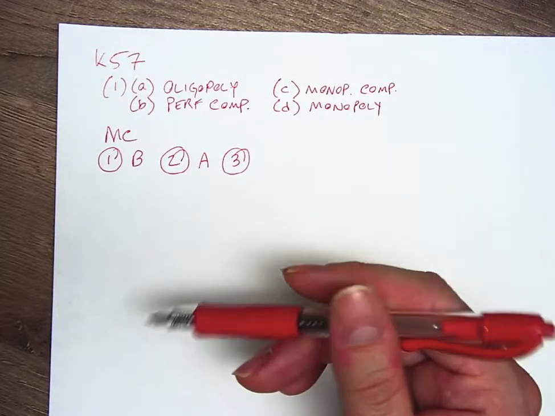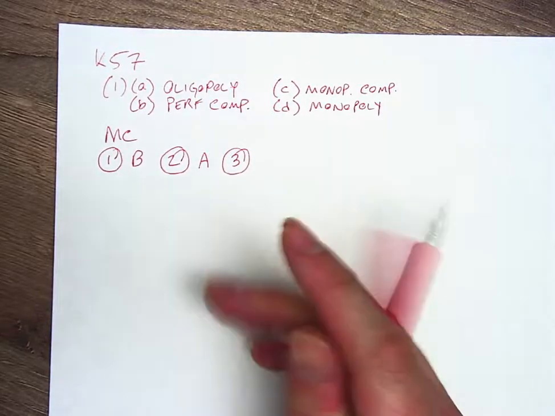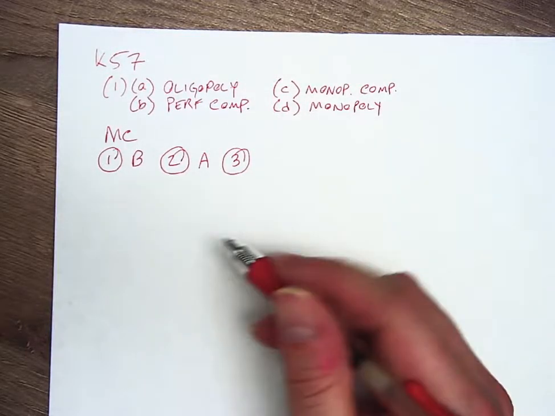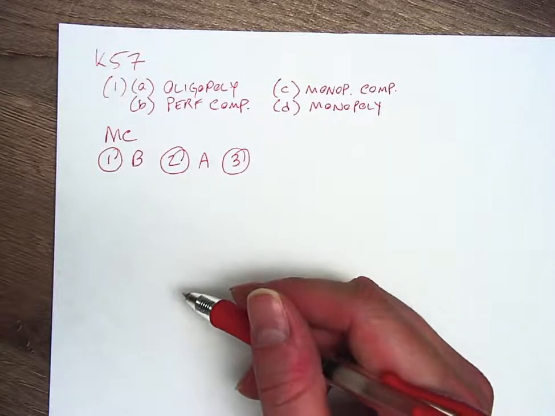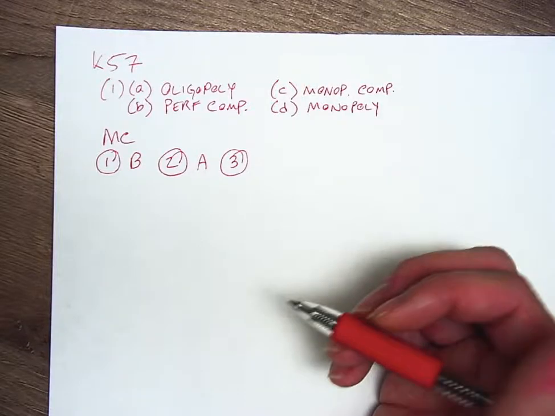The third, the industry experiences diseconomies of scale. That's not necessarily true in oligopolies. That really doesn't make a whole lot of sense, because firms experience diseconomies of scale, not really industries. So we would say 1 and 2 only, so the correct answer is D.